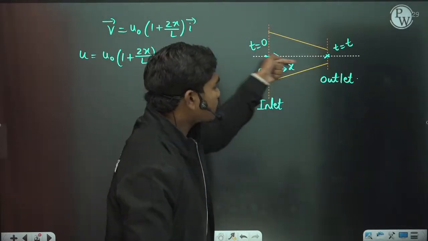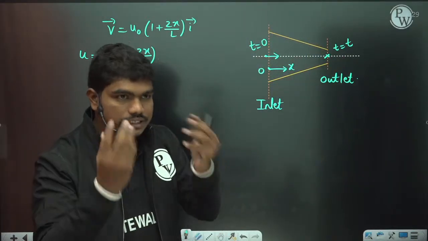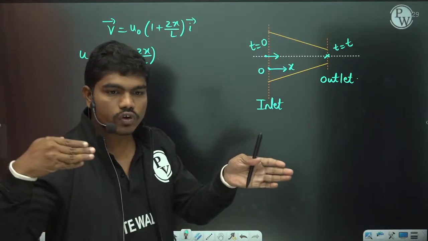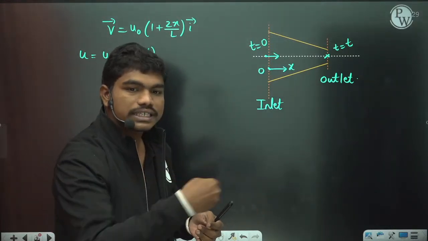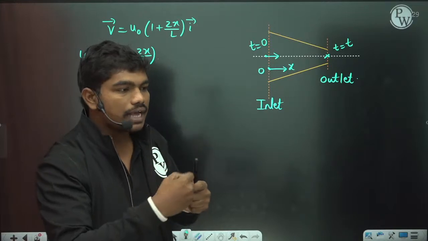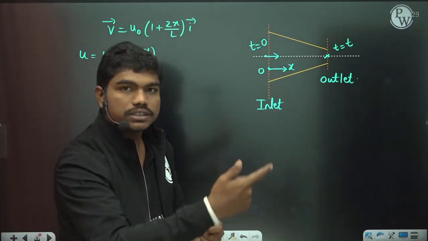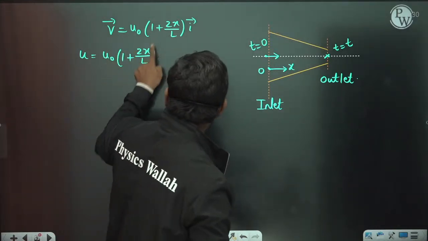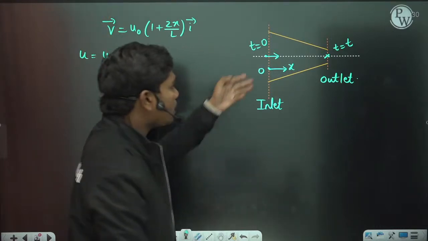Obviously, the particle will accelerate in a nozzle, because the physics tells you that in a nozzle the flow accelerates. Whenever flow is accelerating, that means as x is increasing, velocity should increase. Correct? That's how it's given. As x is increasing, this u value will increase. Of course, it's a nozzle.